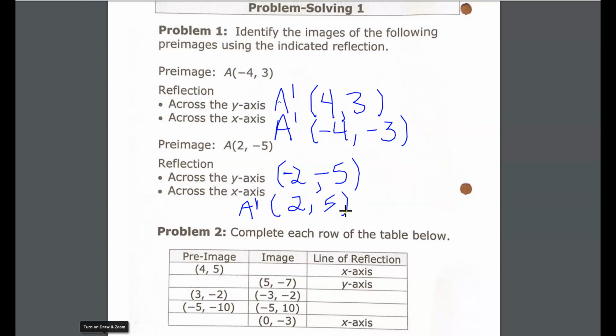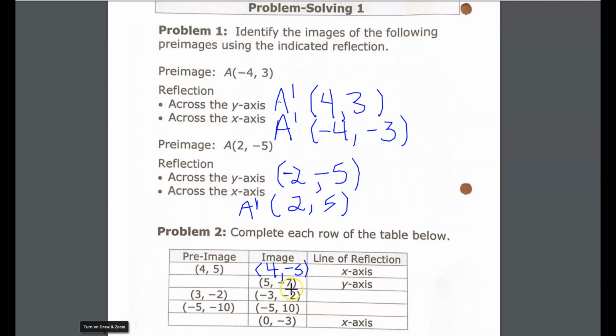Let's take a look at that chart at the bottom of the page. We have our original point, or pre-image, is 4, 5. If we reflect it over the x-axis, then 4 will stay the same, but the y-coordinate will become negative.